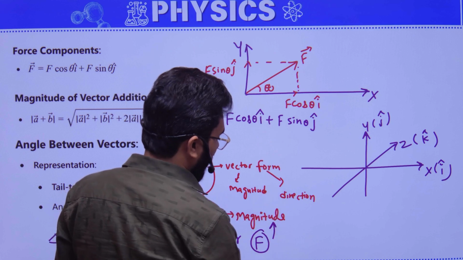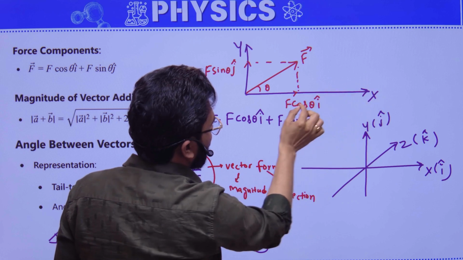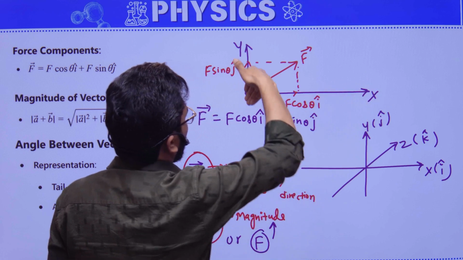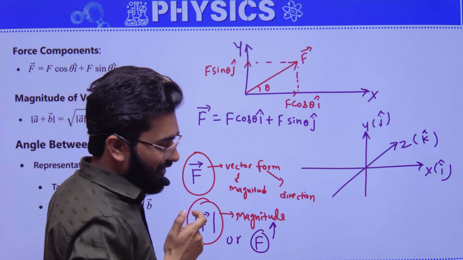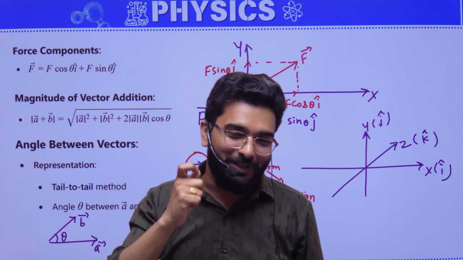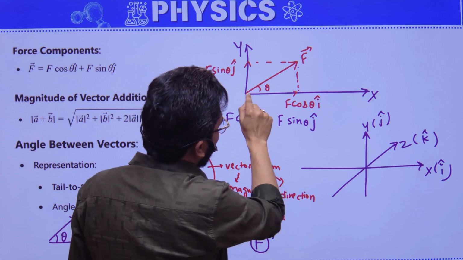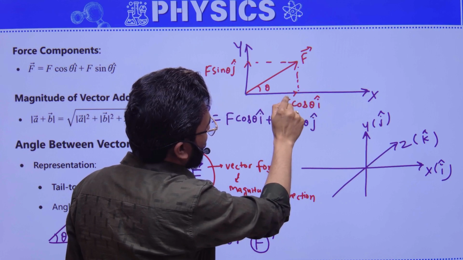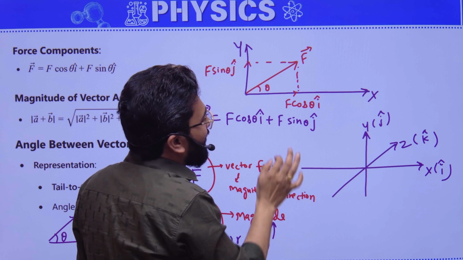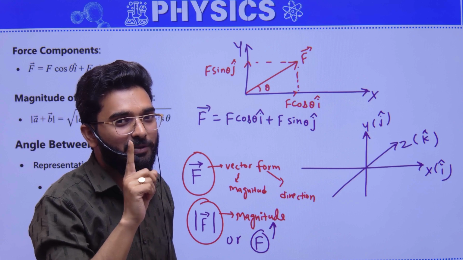Okay, this is the angle theta, and now we say that the component along the x-axis is f cos theta i cap, and f sin theta j cap. So here is a very secret way I tell you, without any confusion, you will get the exact component of any force: the line which makes the angle theta will always be cos theta. Always remember this statement.